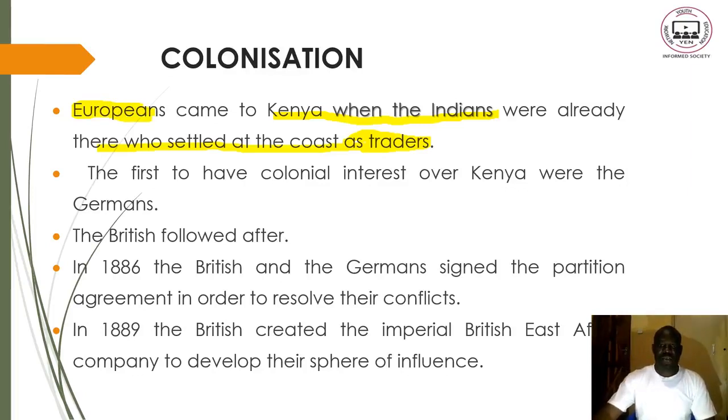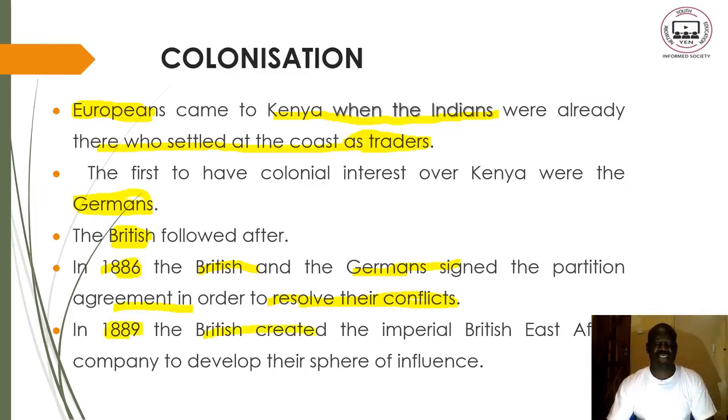The first to have colonial interest over Kenya were the Germans. The Germans had that interest to colonize Kenya. The British followed later. So in 1886, the British and the Germans signed the partition agreement in order to resolve their conflict. These two countries were both interested in the colonization of Kenya. So in 1886 they signed that partition agreement, to say one part to the British, the other part to the Germans.